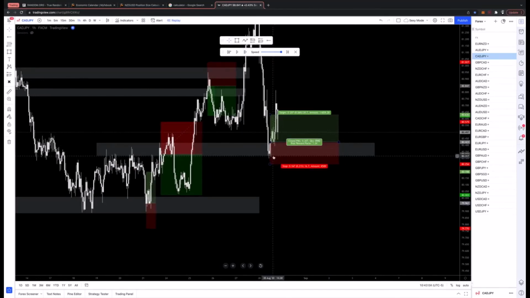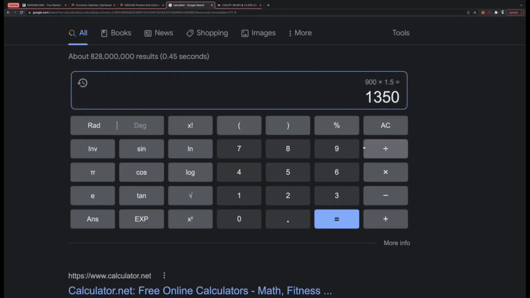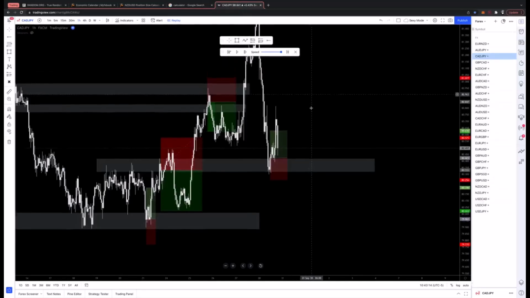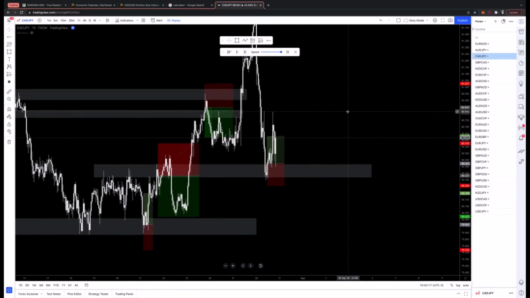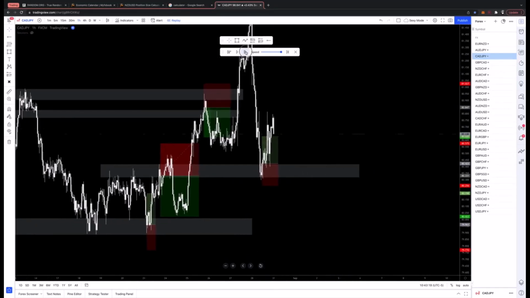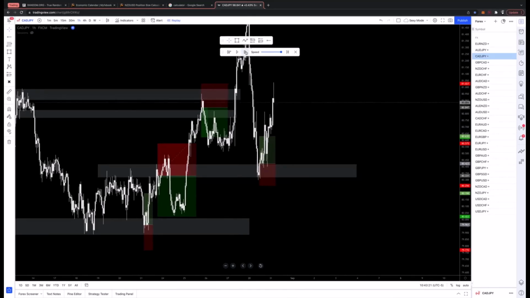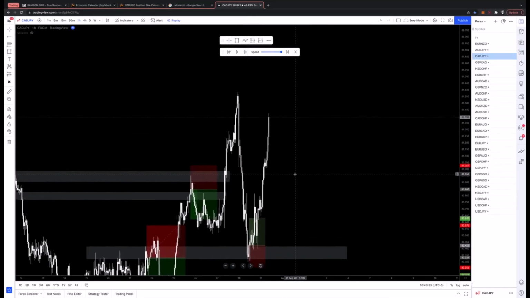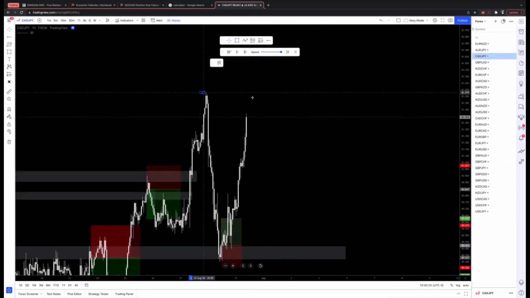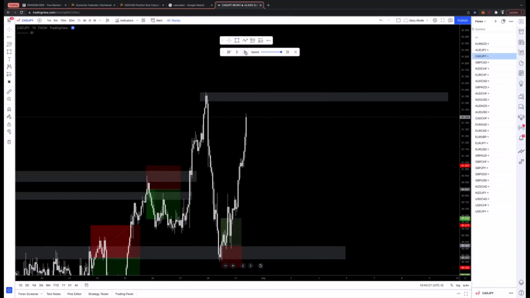This one came back to the zone, tested it, pushed up, went to the profit target, so that was good. So cool. 1350 times 1.5. We're at 2K now. Yeah, the key is you want clear zones. You don't want to be using any sketchy zones. I'm going to be using the stuff that's the most clear.